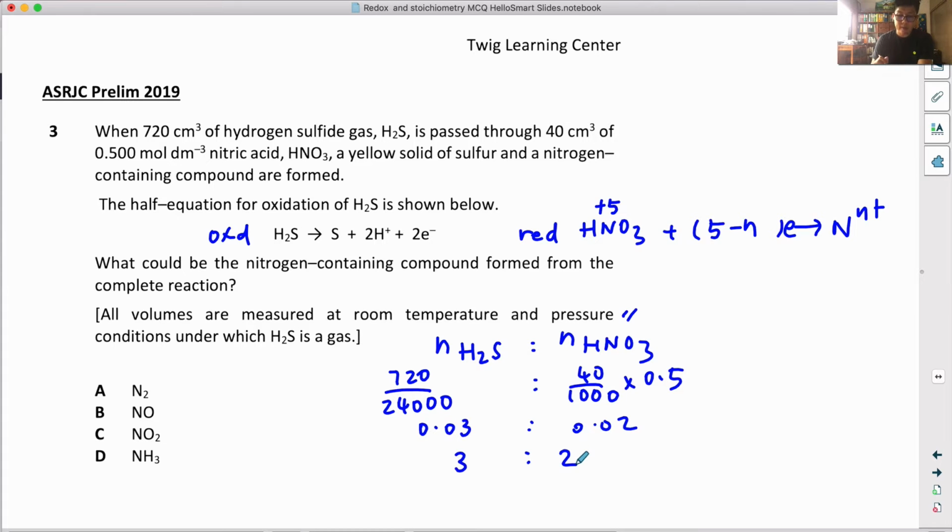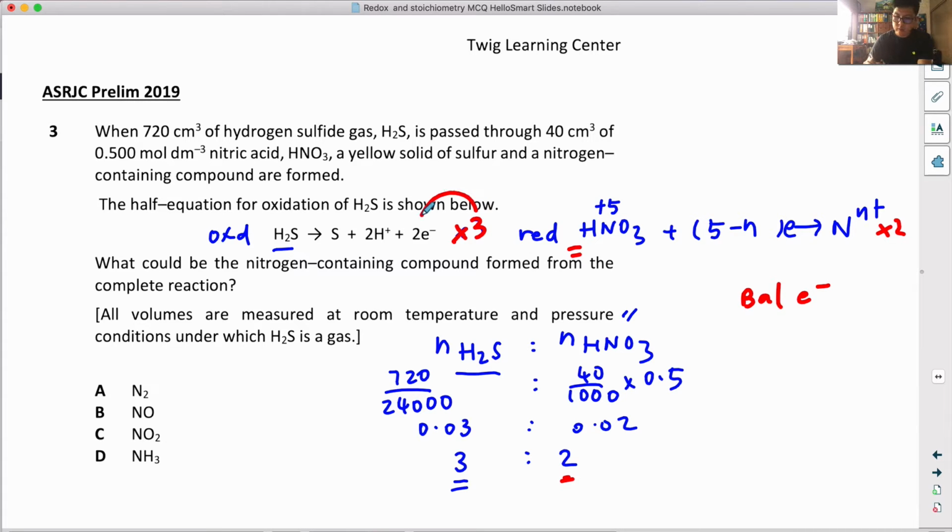So now we're going to balance electrons. We need 3 moles of H2S, so I must times 3. And I need 2 moles of HNO3, so I times 2. Can you see that? So the next thing I'll do is balance the electrons on both sides.